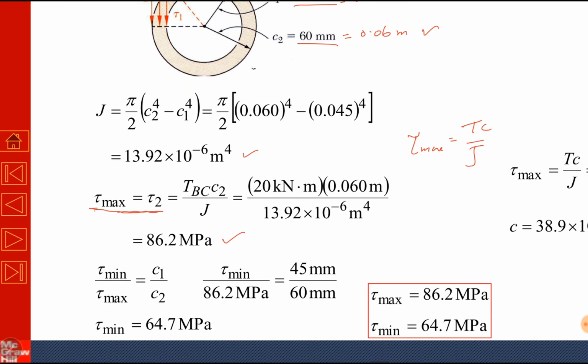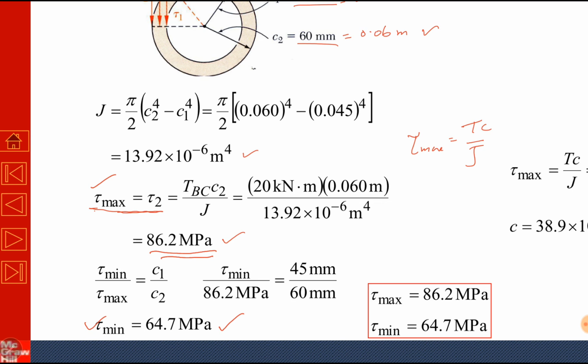Tau minimum will be TBC C1 over J, or we can write the same expression: tau minimum over tau maximum is equal to C1 over C2. C1 and C2 are known. Tau maximum has been calculated already. So we can find tau minimum, which is equal to 64.7 megapascal. Part A has been solved. We were asked to find maximum and minimum shearing stresses. In part B, we were asked to find the diameter of the shaft AB.